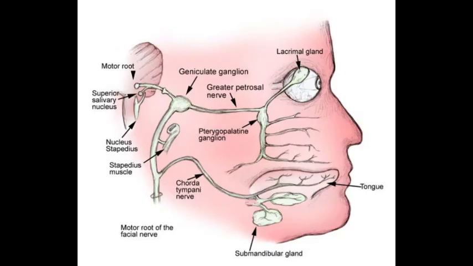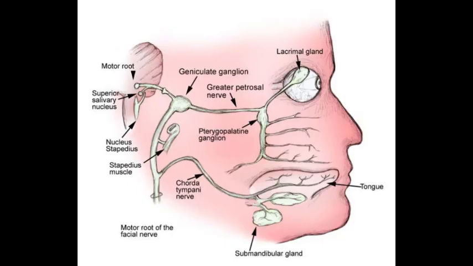and it goes along with its brother, the eighth cranial nerve, which we call the vestibulocochlear nerve, and they enter into the IAC, the internal acoustic canal or the internal acoustic meatus, and this leads into the facial canal. Some people call it the fallopian canal.